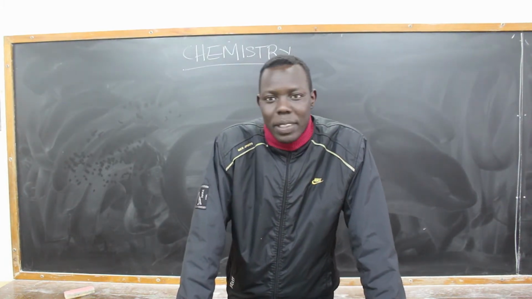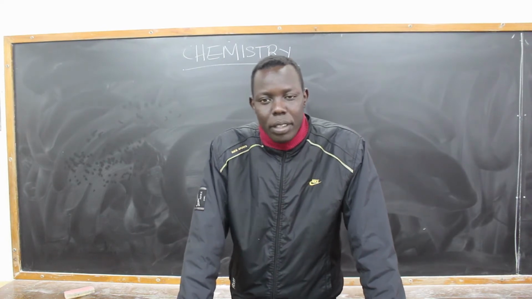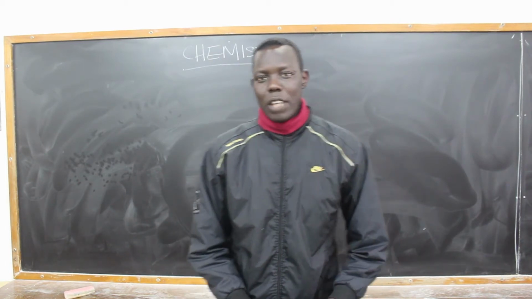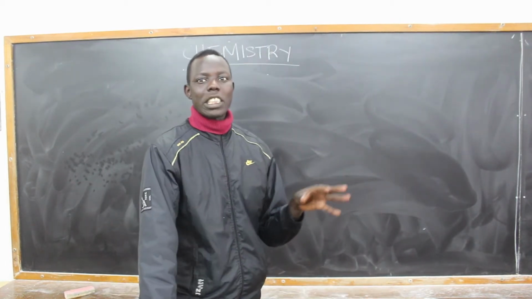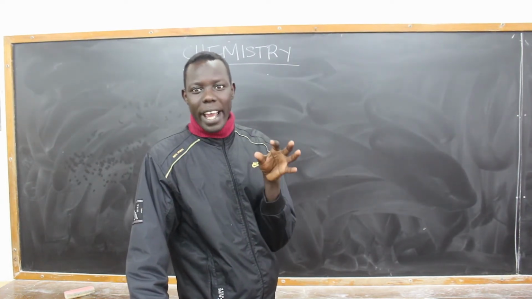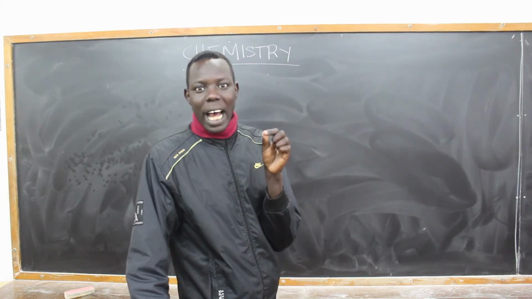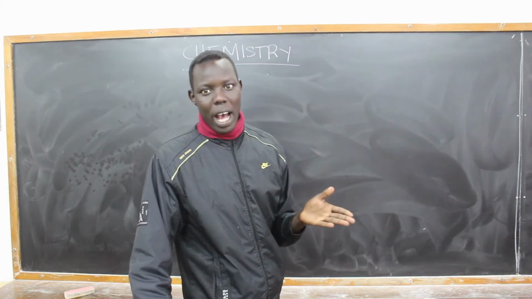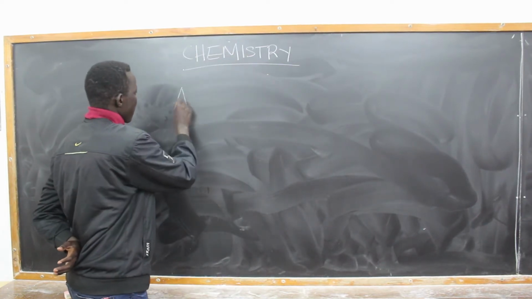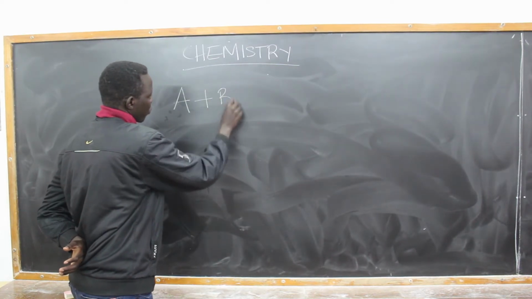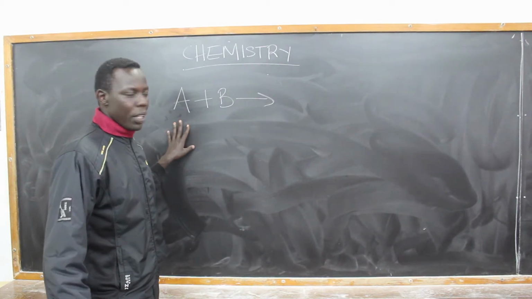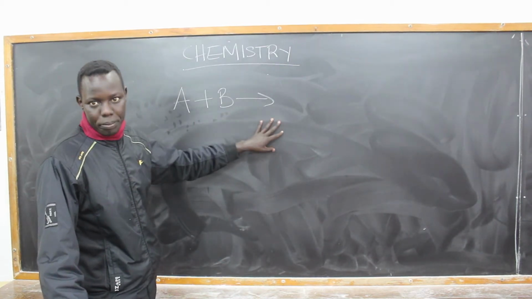I'm talking of the serious chemistry, that is from Form 2 chemistry and above. Now, if you want to write a chemical equation, there must be 2 species or substances or elements or compounds that are reacting to give other products. So using A and B, for example, I've written here A plus B, then an arrow.